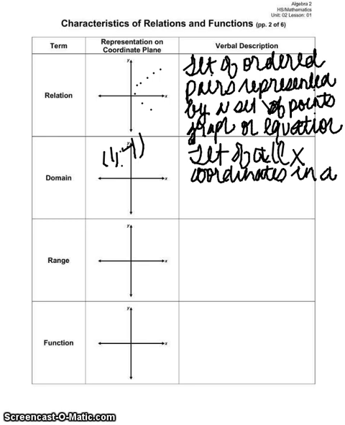All right, under domain, you have a few points that you can plot, the first one being 1, -1. And under my definition, I'm going to write the set of all x coordinates in a relation. And remember that it is also the independent variable. So it is my independent.